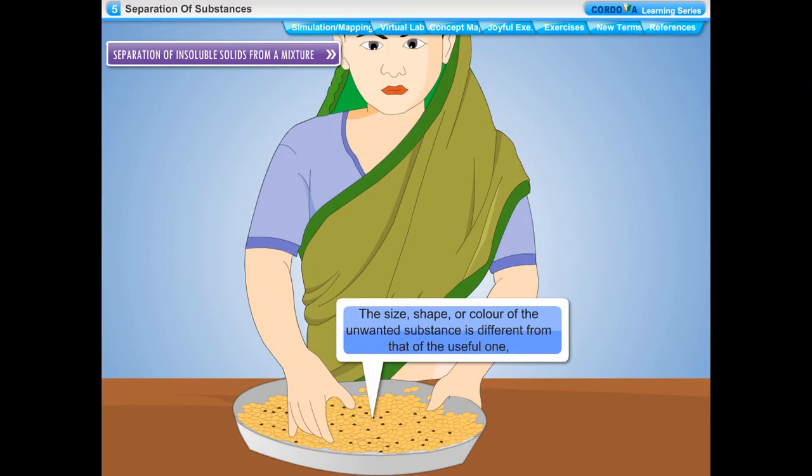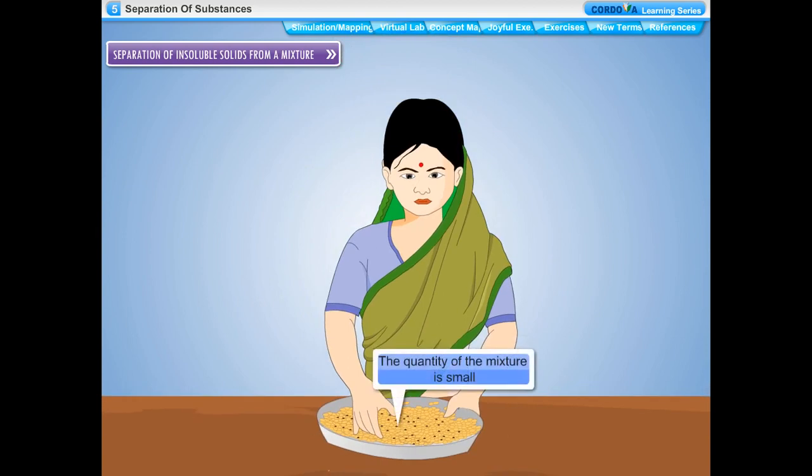It is a convenient method of separation only when the size, shape, or color of the unwanted substance is different from that of the useful one, the quantity of the mixture is small, and the unwanted substance is present in smaller quantities.